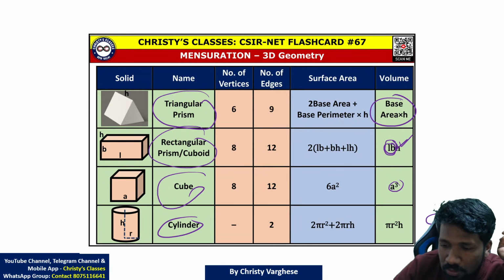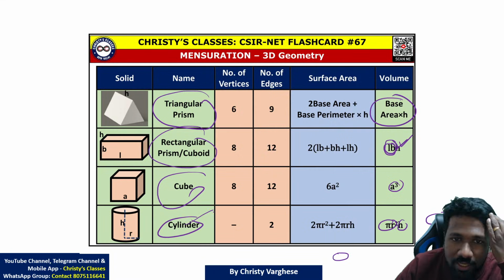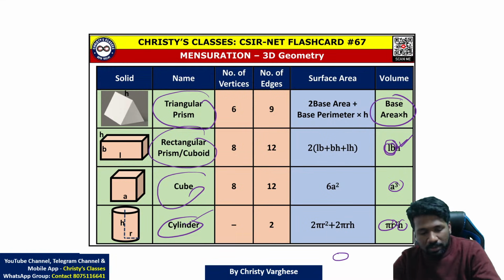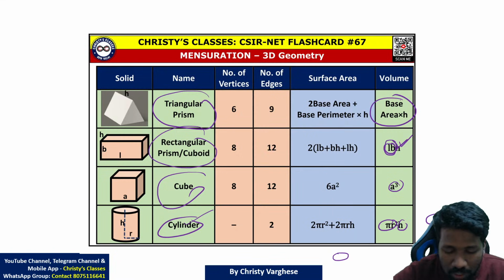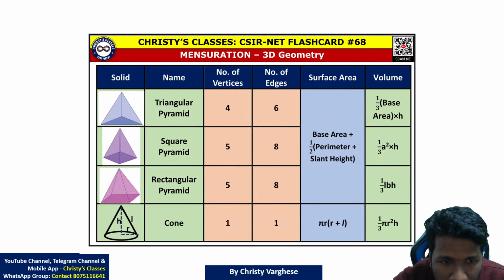Cylinder है तो circle base. So circle pi r square, circle का area into height. Cylinder is technically not a prism, but the concept of prism is applicable there. Because prism होने के लिए polygon से ही prism बना सकता है. Circle is not a polygon.